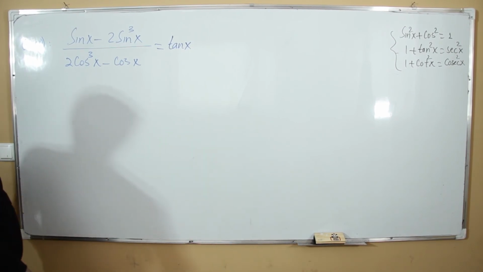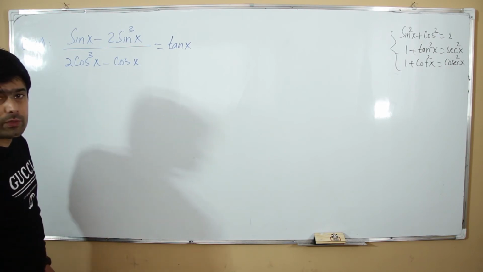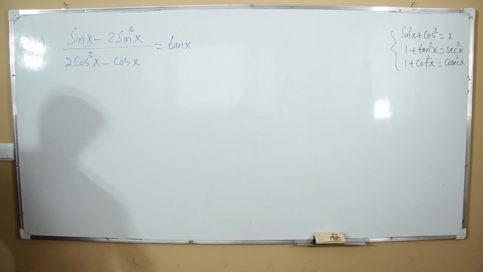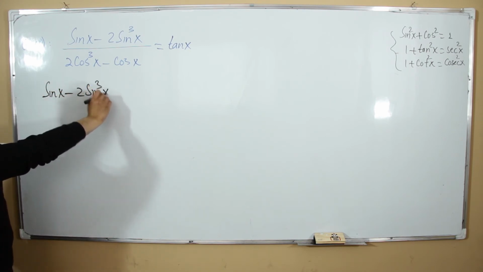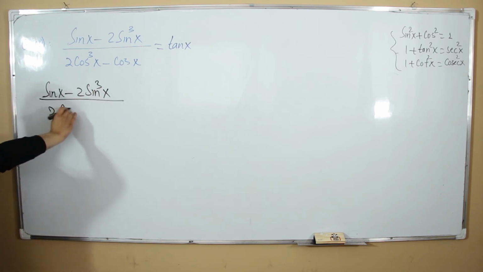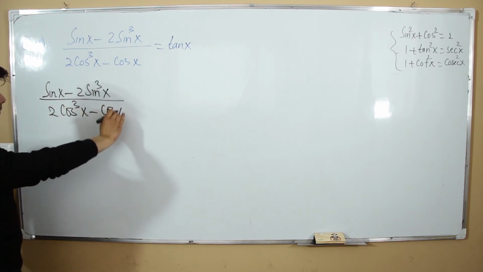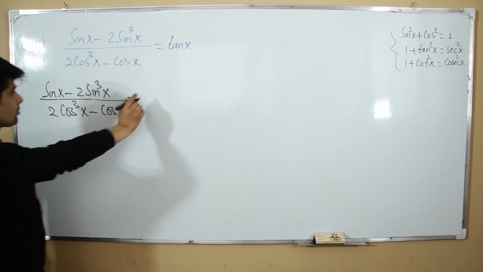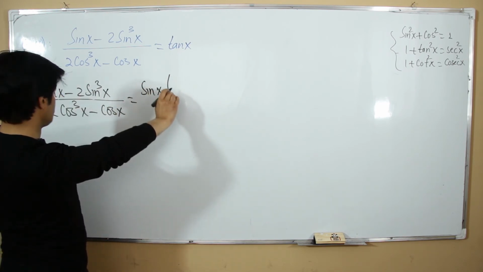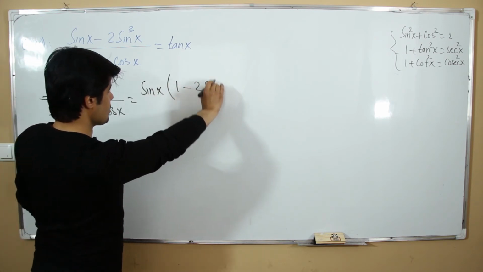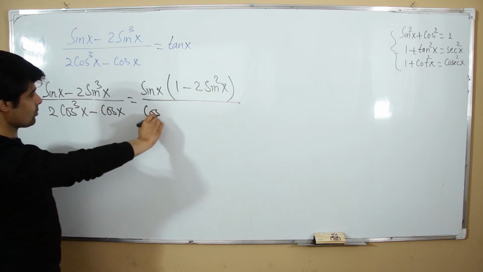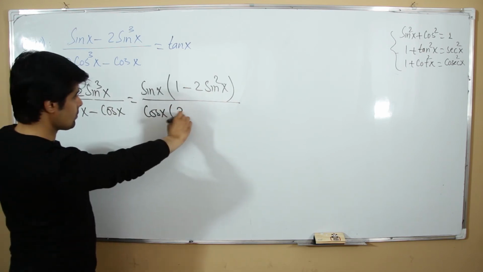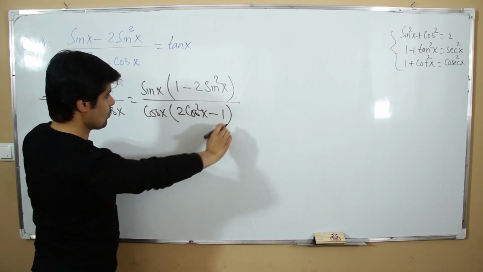Question number 10. Sine x minus 2 sine cube x divided by 2 cosine cube x minus cosine x is equal to tangent. What should we do? Once again I will write the question. Sine x minus 2 sine cube x divided by 2 cosine cube x minus cosine x. In numerator we have the factor sine x, so you will have 1 minus 2 sine square x divided by, in here you have the factor cosine x and 2 cosine square x minus 1.